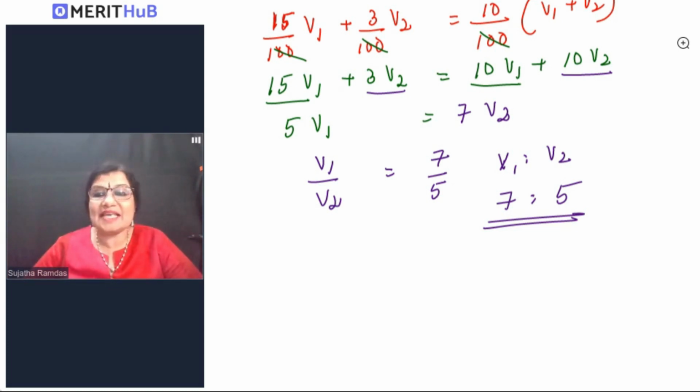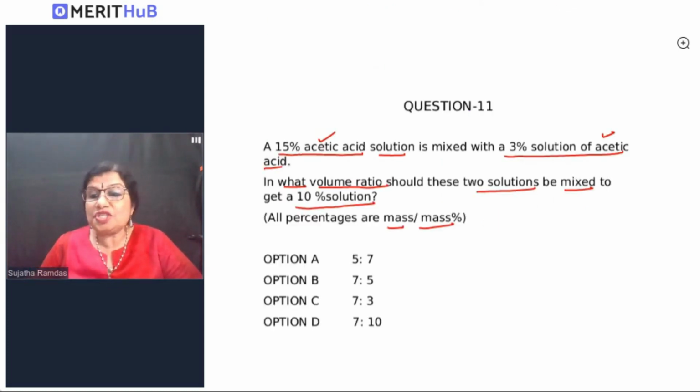So let's go back and see which option suits this particular information. So we have option B as the correct answer. 7 is to 5. All right.